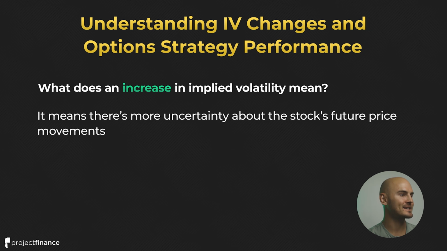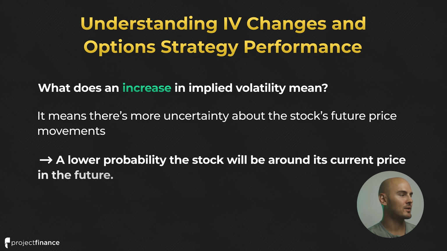Now, what does an increase in implied volatility mean? An increase in implied volatility means there's more uncertainty about the stock's future price changes. So if we have an increase in implied volatility, that means option prices have expanded, and the option price expansion is suggesting to us that the market has more uncertainty about where that stock price is going to be in the future. So that means that there's a lower probability that the stock price will be around its current price in the future.